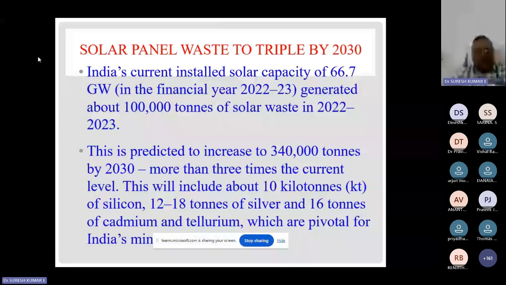Now, this is predicted to increase to 3,40,000 tons, that is more than 3 times by 2030. Within just 6 years it is 3 times; within another 10 years, imagine how much. Who will address this? Who should address this? This will include about 10 kilotons of silicon, 10 to 18 tons of silver, and 16 tons of cadmium and tellurium, which are pivotal for India. Mining issues will come into the picture.